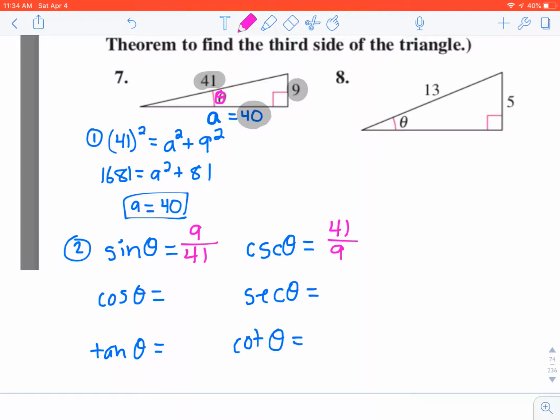Cosine is adjacent over hypotenuse. The adjacent side is 40. The hypotenuse is 41. Secant is the reciprocal of cosine, so you're just going to take the reciprocal. It's going to be 41 over 40, same thing as hypotenuse over adjacent. Tangent is opposite, which is 9, over adjacent, which is 40. Cotangent is just the reciprocal of that, so flip that: 40 over 9. That's your solution for number 7.